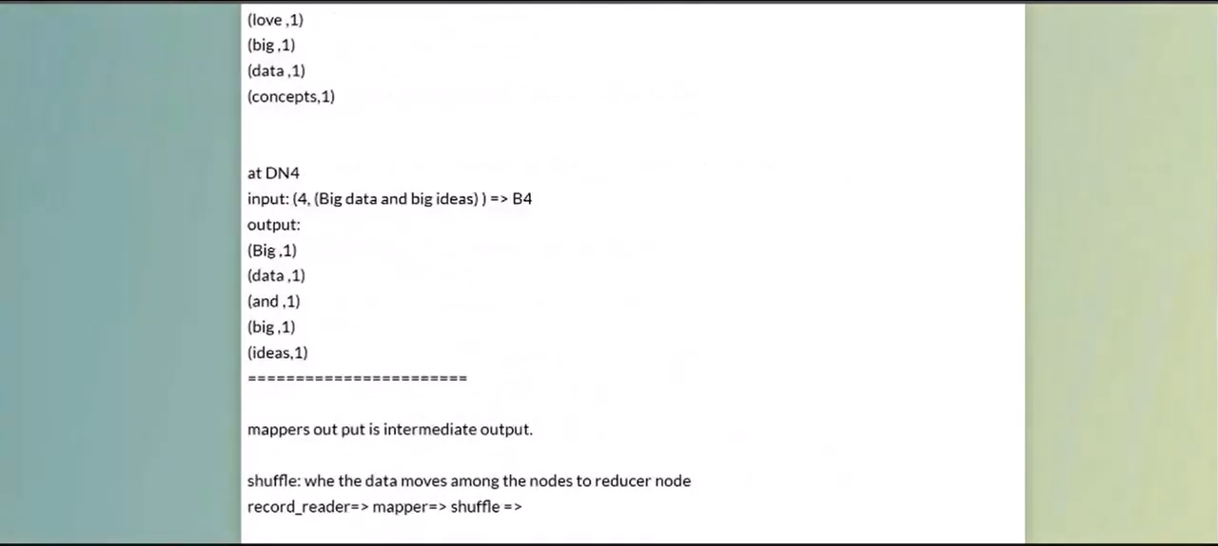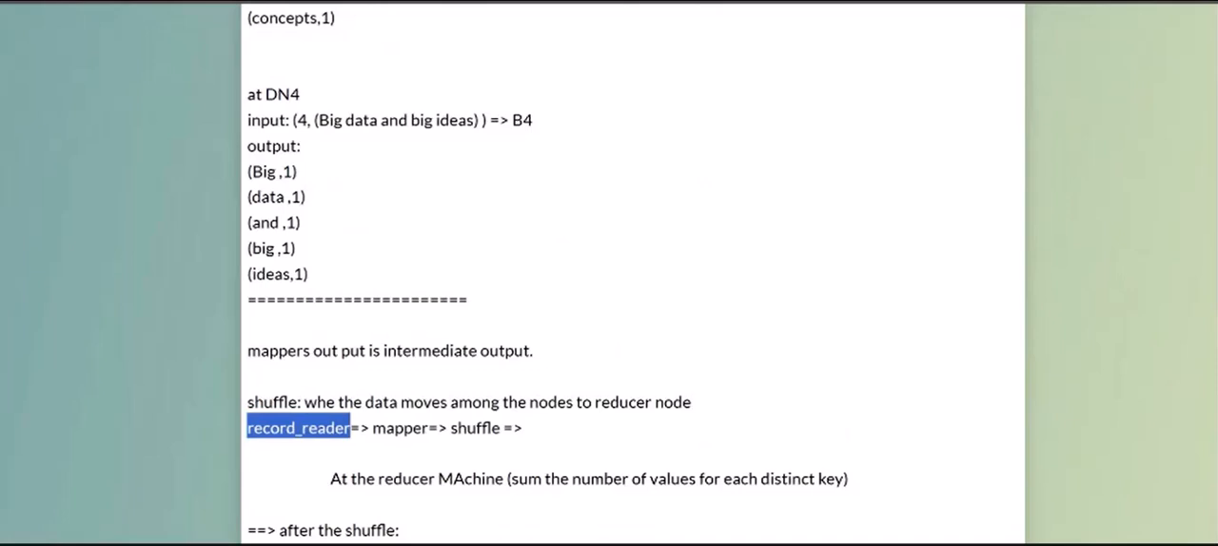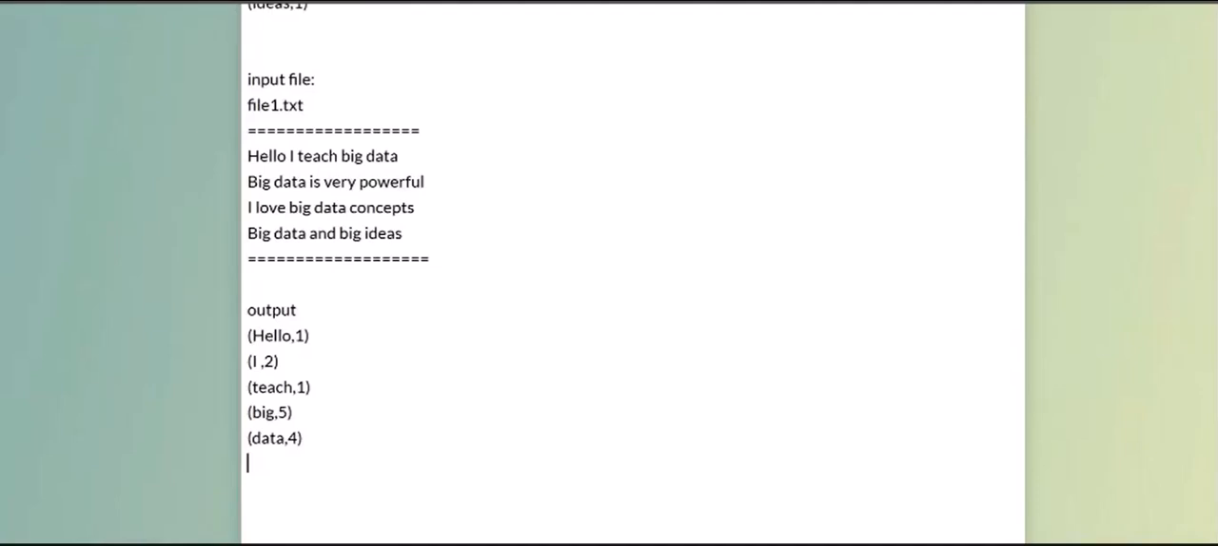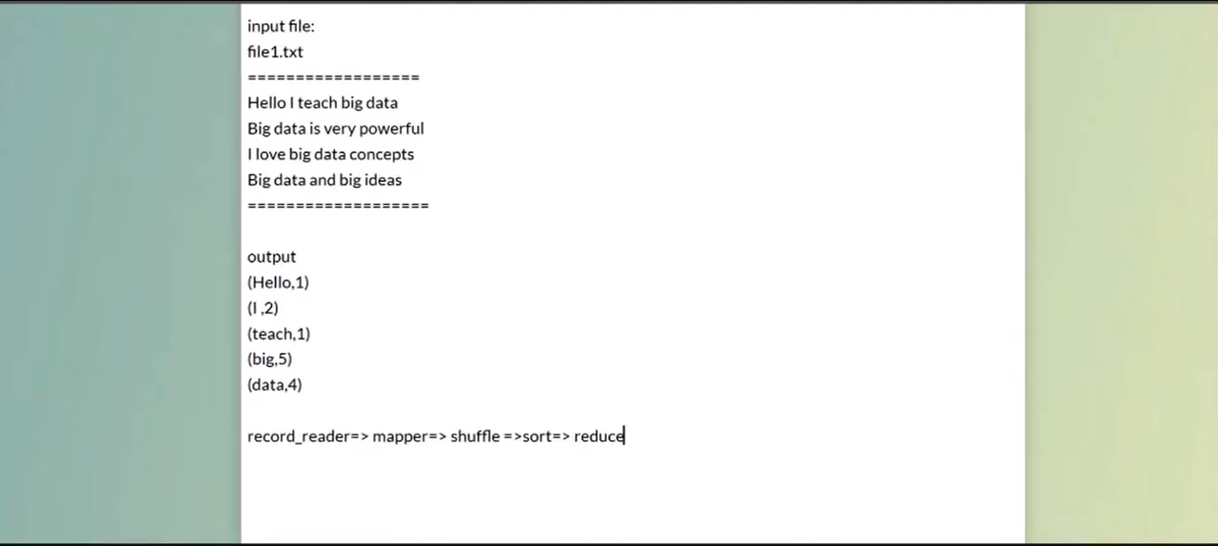So let me now complete this process. Record reader, mapper, shuffle, then what? Sort, and then what? Reduce. This is the whole scenario that comes into the picture when any file is sent for processing in a MapReduce program. First of all, a record reader comes into picture. It associates keys with each record, and that key value pair is acceptable for the mapper. These mappers accept the key value pairs prepared by the record reader and process them, and give us output as key value pairs which are acceptable for the reducer.